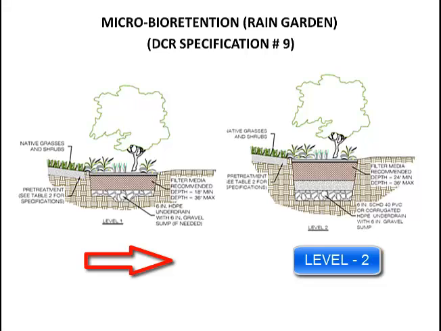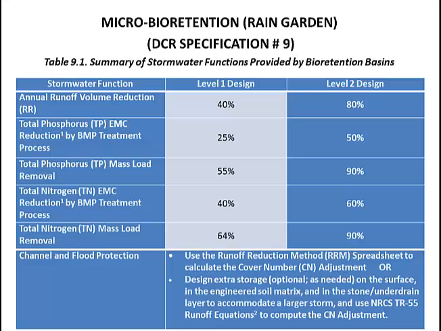To this end, designers may choose to go with the baseline design, Level 1, or choose an enhanced design, Level 2, that maximizes nutrient and runoff reduction. If soil conditions require an under-drain, bioretention areas can still qualify for the Level 2 design if they contain a stone storage layer beneath the invert of the under-drain.